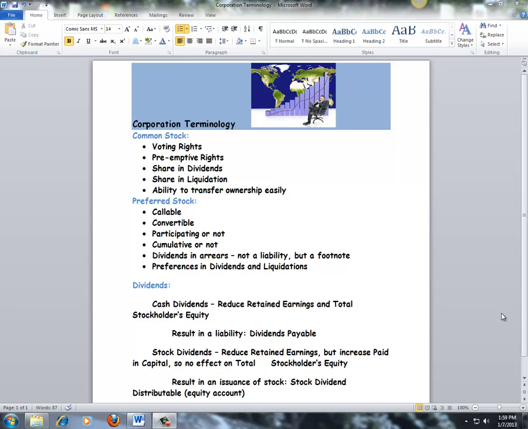Common stock is the mandatory stock that each corporation has to have, and these common stockholders have one of the major advantages of voting rights, meaning that they get to attend annual stockholders meetings and get to vote on policies and procedures. They also get to vote on members of the board of directors.